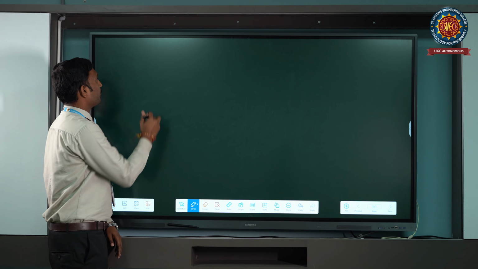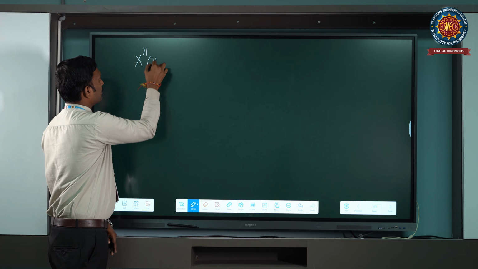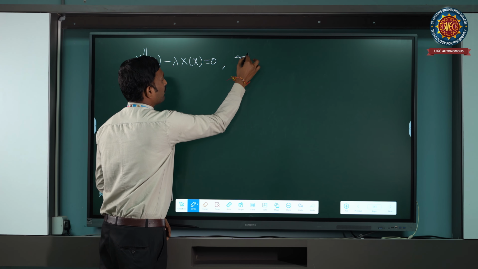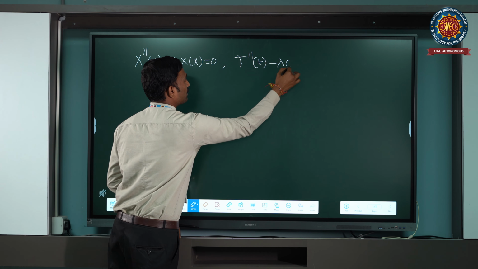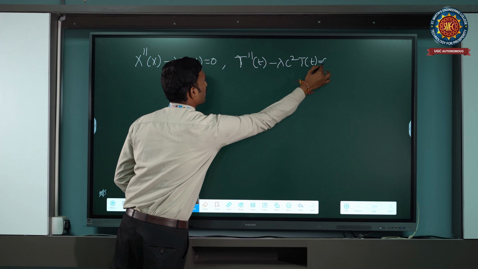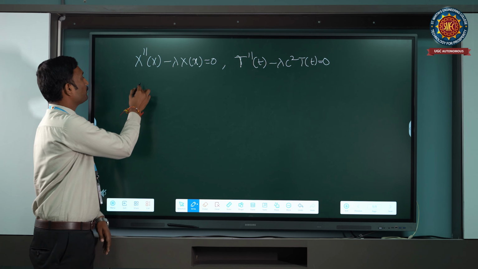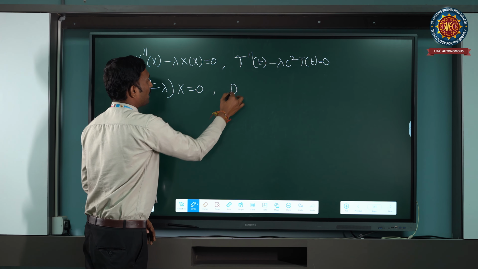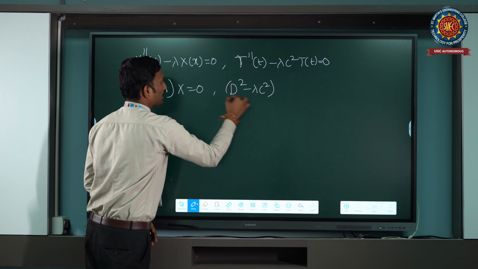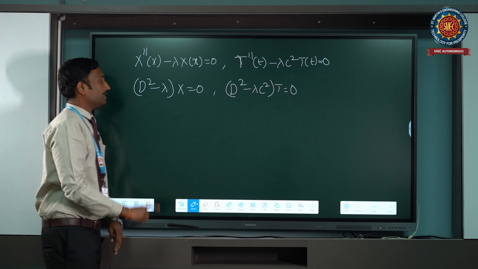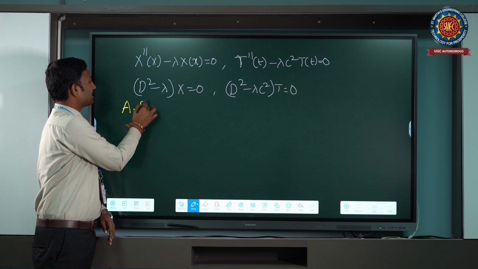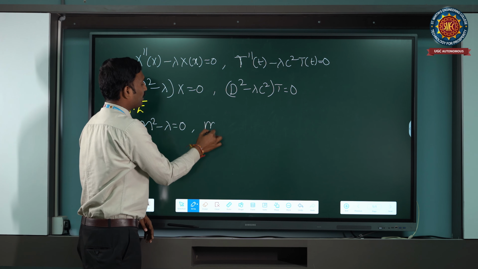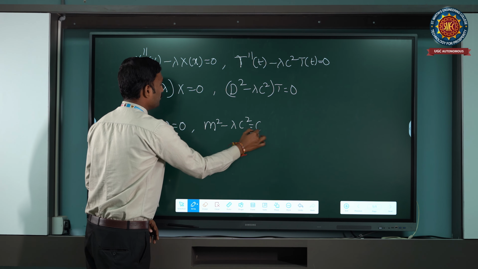That differential equation is in the form X double dash of x minus lambda into X of x is equal to 0, T double dash of t minus lambda c square into T of t is equal to 0. This can be written in differential operator form, that is D square minus lambda into X is equal to 0 and D square minus lambda c square into T is equal to 0. The auxiliary equations for these differential equations are m square minus lambda is equal to 0, comma, m square minus lambda c square is equal to 0.